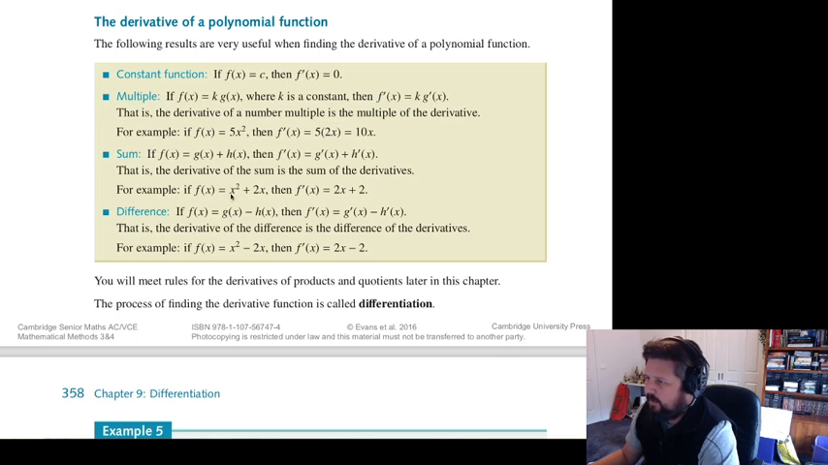An example is if you had x squared plus 2x, you'd find the derivative of the x squared, which is 2x, plus the derivative of 2x, which is 2. Similar type of thing with the difference, where you have two functions and you're subtracting them. You find the derivative of each of those and take away the next derivative and so forth. Alrighty, there's some terminology that you just need to get your head around. What you need to know is that the process of finding the derivative function is called differentiation. That's what we're doing in this chapter here.